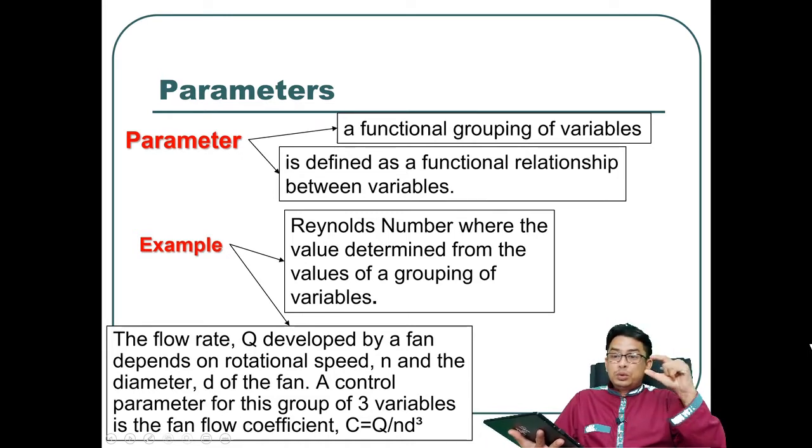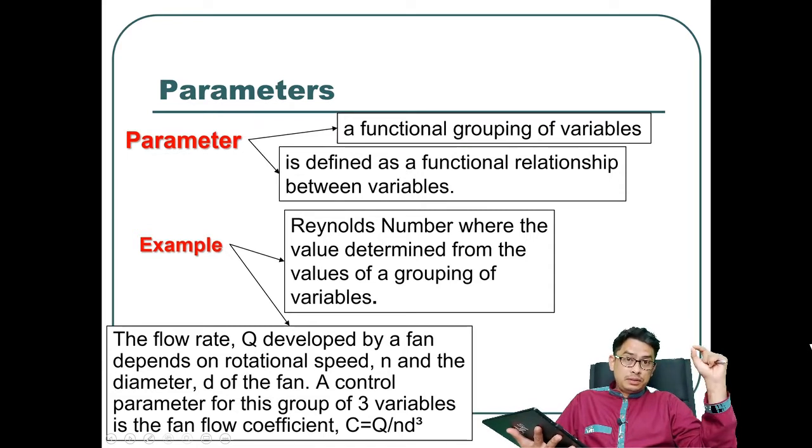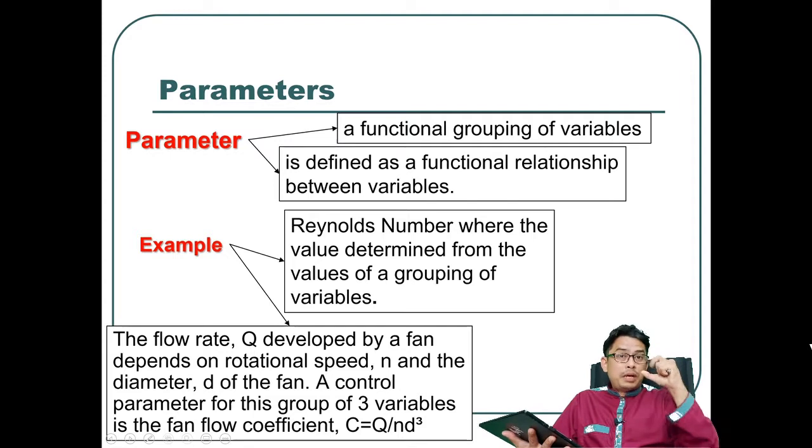A parameter is a functional group of variables. It is defined as a functional relationship between variables. For example, the Reynolds number, where the value is determined from the values of a grouping of variables. If you have time, go have a look. What is the Reynolds number? It's actually a combination of a few variables. We calculate a few variables, put them into the equation, and we get a Reynolds number. For those who study fluid mechanics, they will know that the Reynolds number indicates the condition of turbulence during the flow. So it is a parameter.